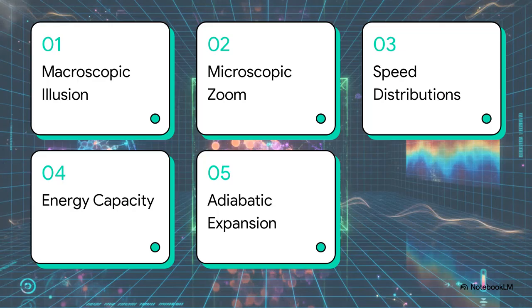So to understand how this happens, we're going to use a sort of macro, micro, macro zoom arc. We'll start our system initialization with the macroscopic illusion, then zoom into the microscopic data, check out collisions and speed distributions, scale back out to energy and degrees of freedom, and finally hit the mechanics of adiabatic expansion.